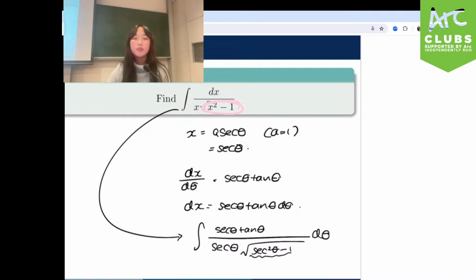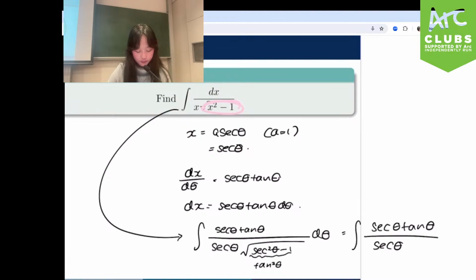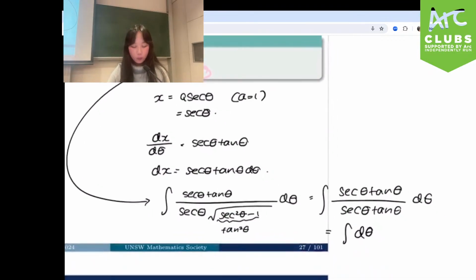What is sec squared theta minus 1? This is just tan squared theta, right? And what's the square root of tan squared theta? It's just tan theta. So what we get here is sec theta tan theta over sec theta tan theta d theta, which is just the integral of 1. And what is that? That gets us theta plus c.